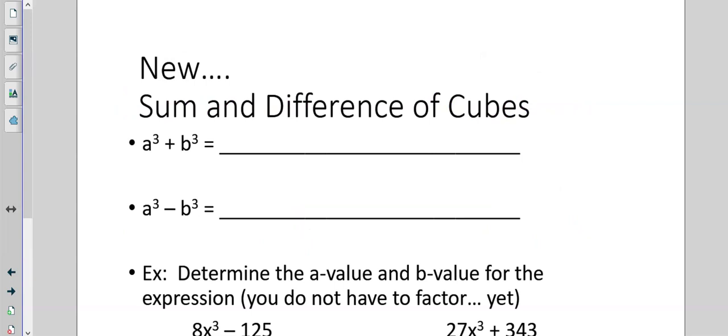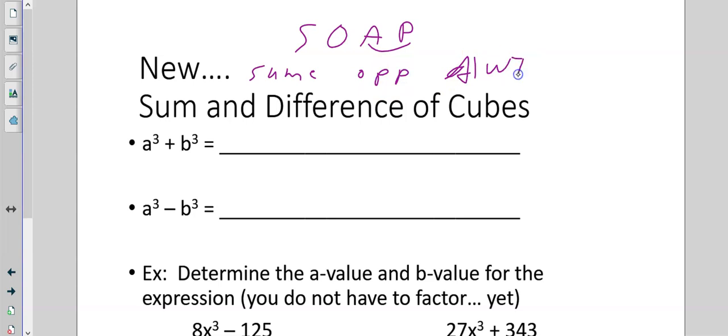All right, now we're talking about sum and difference of cubes. So we're going to use a little acronym called SOAP. It stands for same, opposite, always positive. And it would help if I could always spell.